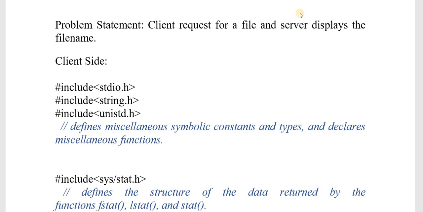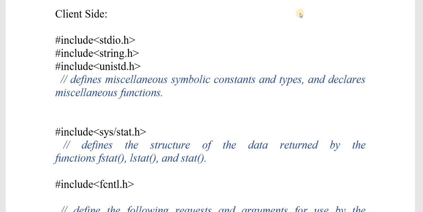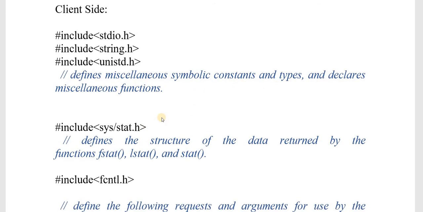Now we will see the program that implements a named pipe. This is a client-side program. We need to include these header files. #include stdio.h, which includes standard input output operations. #include string.h, which includes string operations. #include unistd.h. It defines miscellaneous symbolic constants and types and declares miscellaneous functions.